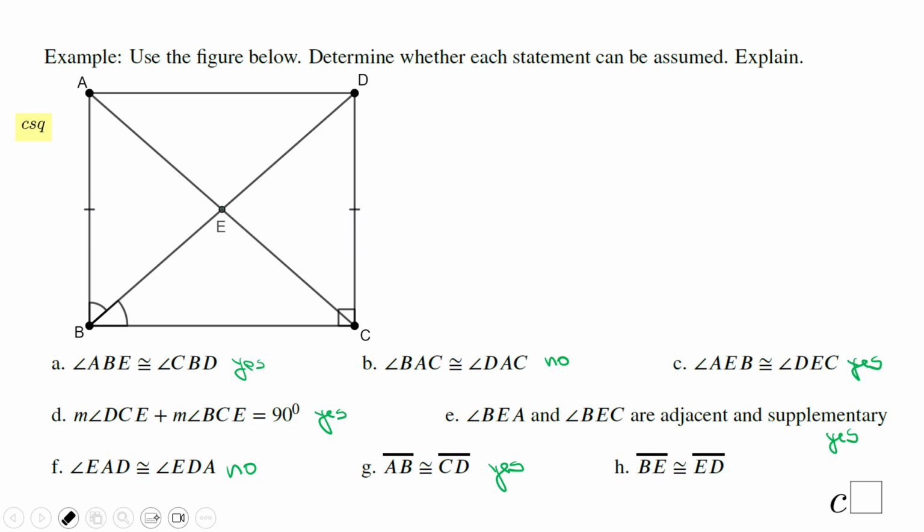Last statement, segment BE congruent to ED. BE, it's this one. We mark it with 2 like this, and ED. Another very interesting statement. They look very congruent. But can you assume that? No. Okay. So again, it's very important in your geometry problem to know what you can get from the picture and what you cannot get from the picture.